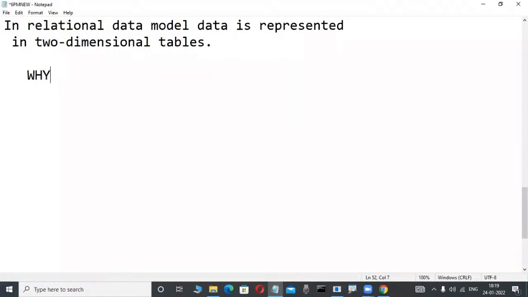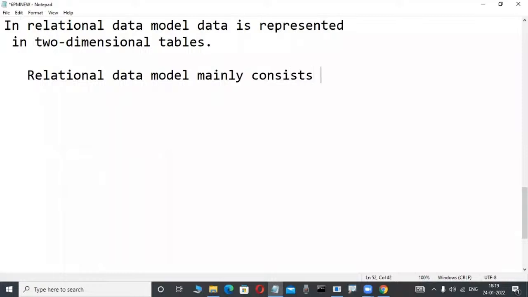The reason is there. Any relational data model product we observe mainly consists of three components, only three. What are those components? You must be familiar with these names before we start our course. Now concentrate here. What is the first one?